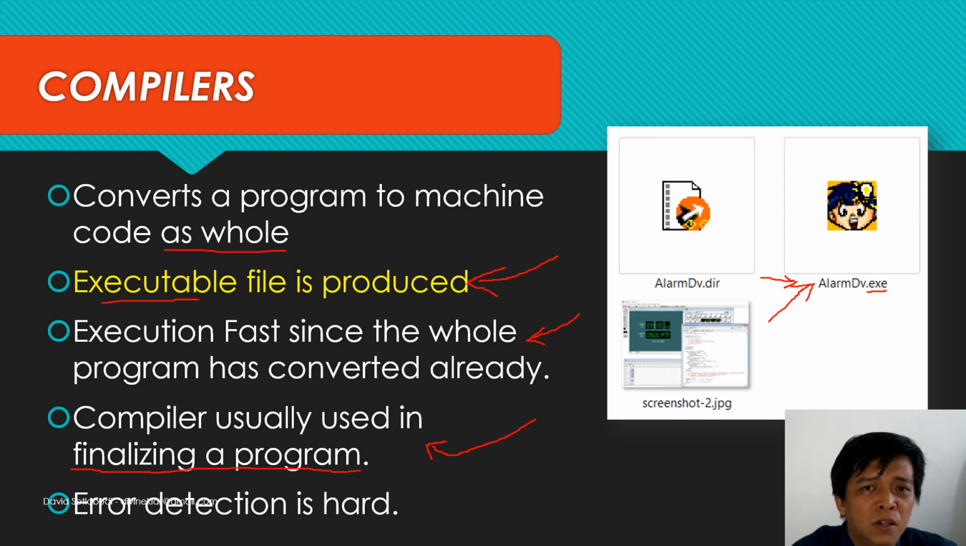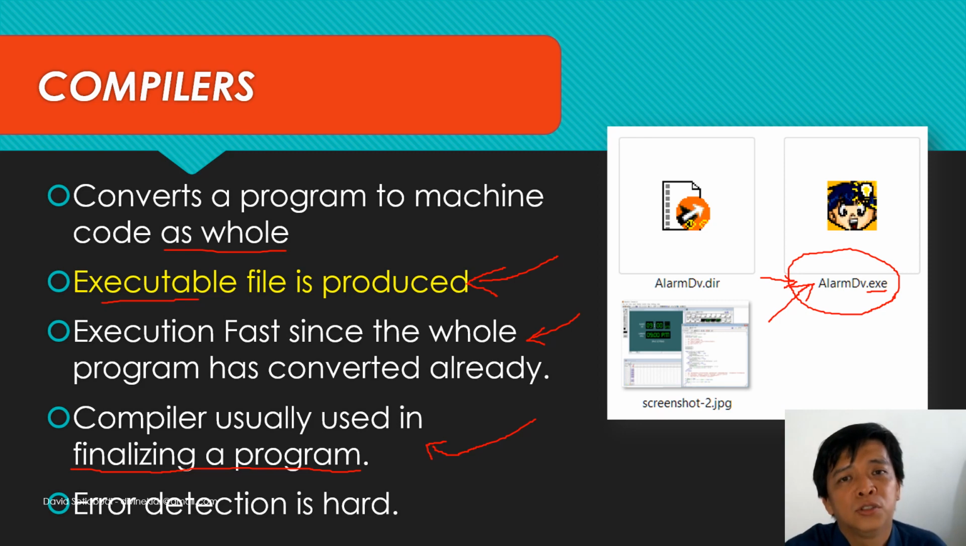Of course, if you think your game is not finished, why would you compile it? Or maybe you just want to test, it's okay. But usually it's used in the final process. When it's done, then it can be an executable file. So when I create an alarm, I want to make sure that this alarm exe is fully functional. I want to finalize it to become alarm exe.